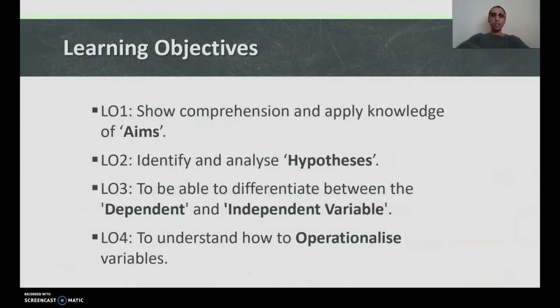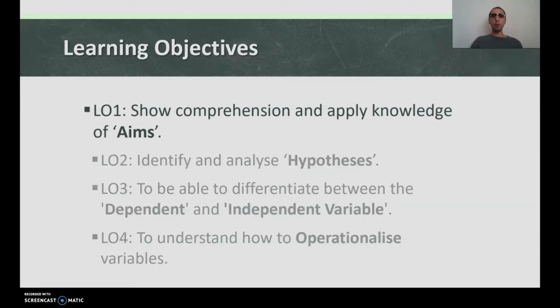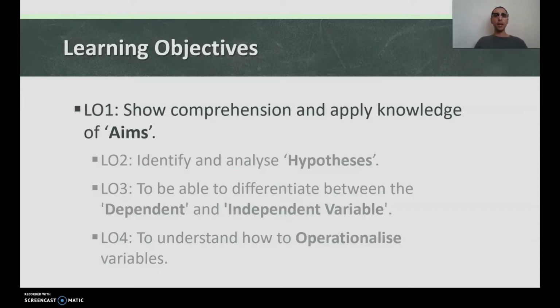Here are our learning objectives for today. Learning objective 1, show comprehension and apply knowledge of aims. Learning objective 2, identify and analyze hypotheses. 3, to be able to differentiate between dependent and independent variable. And then 4, to understand how to operationalize variables. We've got 4 learning objectives today. Let's get started on number 1, show comprehension and apply knowledge of aims.